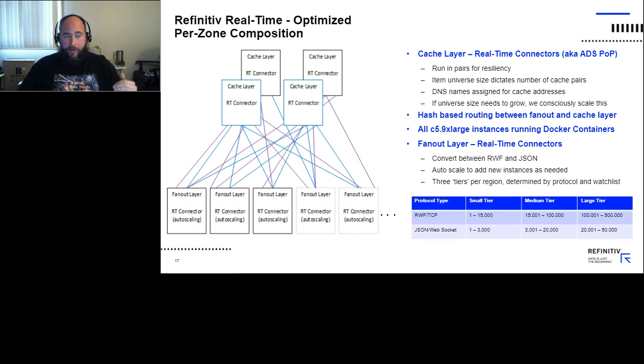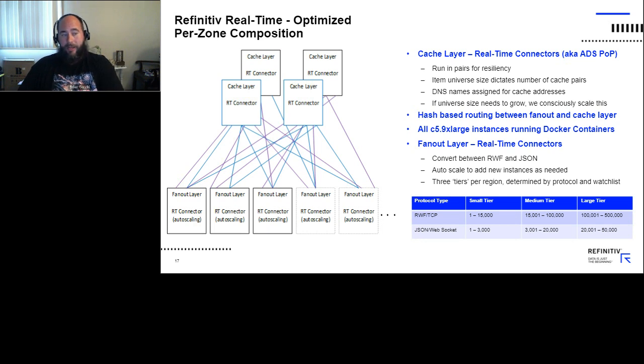So moving up from that layer, you'll see that TCP mesh, and I've coded it in blues and purples to show the connections to the caching layer. At that caching layer, we're running each as pairs of caches for resiliency. So there's an A side and a B side for every cache pair. And then we determine the number of cache pairs based on the universe of items we expect to support.